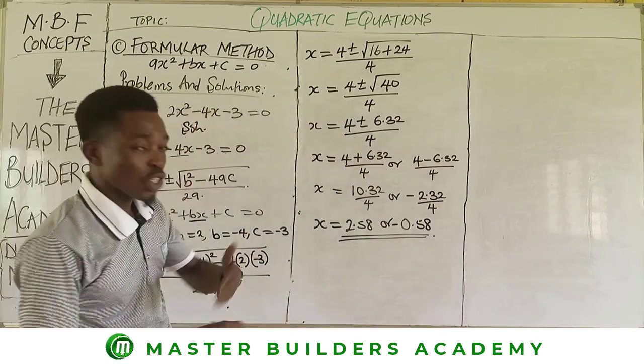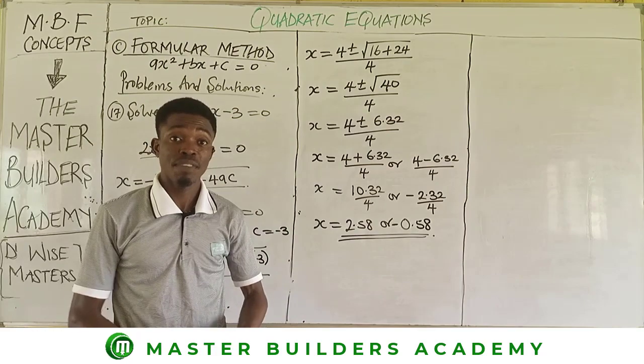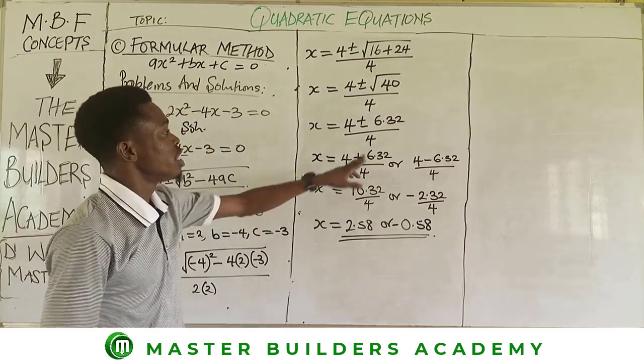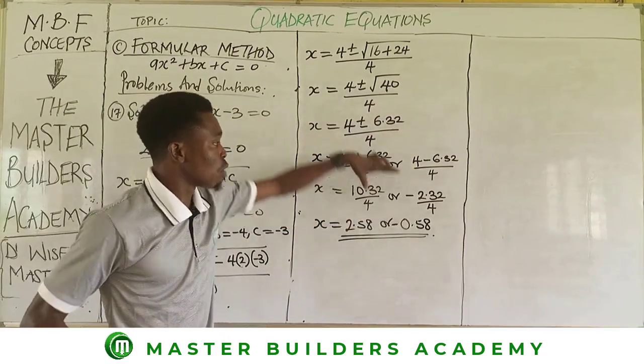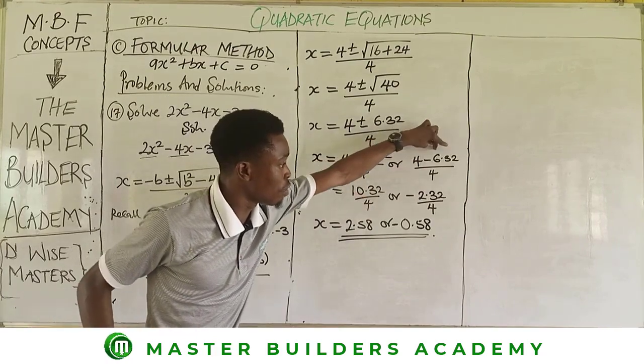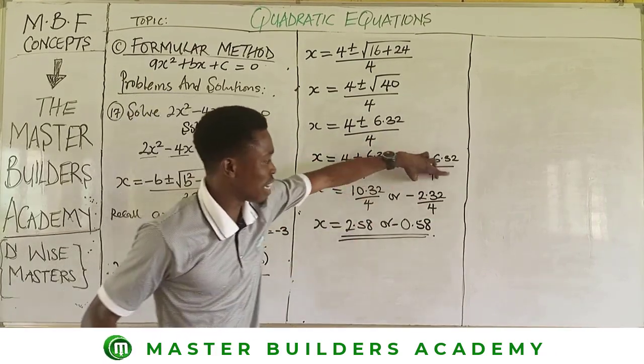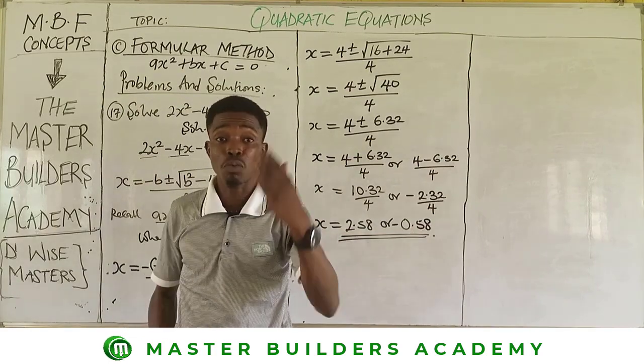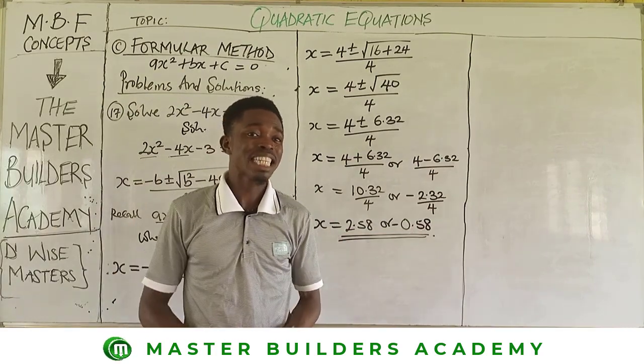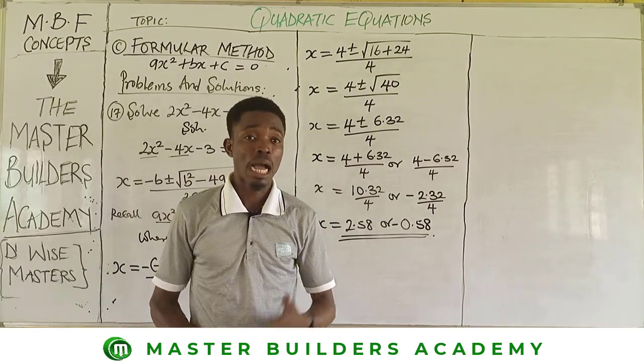Like I said, you can use your calculator. Alright? Very, very important. You can use your calculator. So the square root of 40 is this. When we add this to this, we have this. And when we remove this from this, we have this. When we divide this by 4, we have this. When we divide this by 4, we have this. So we have only one question to solve to end this aspect of the formula method.